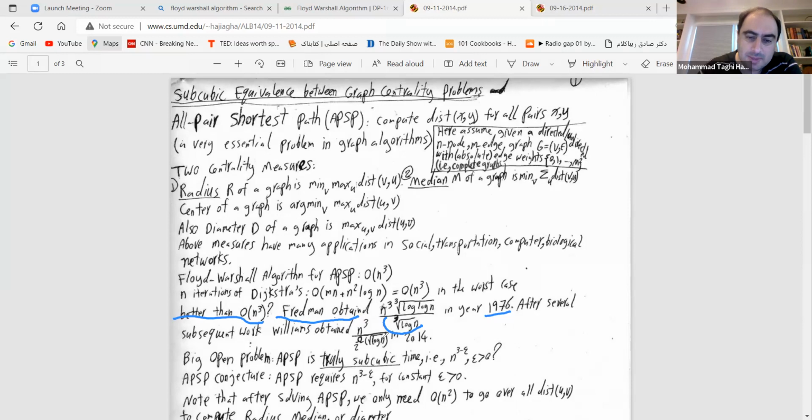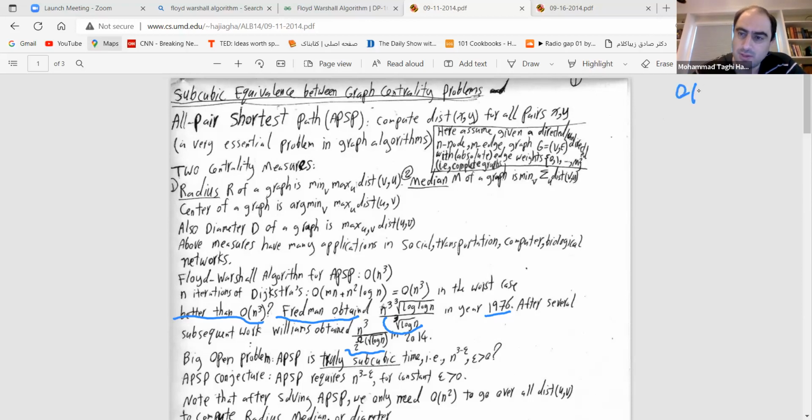So there is also a better algorithm. This is obtained by Ryan Williams in 2014. The running time of this algorithm is n to the 3 over 2 to the square root of log n. Generally, this is also an important thing that I have mentioned. We are working with these.